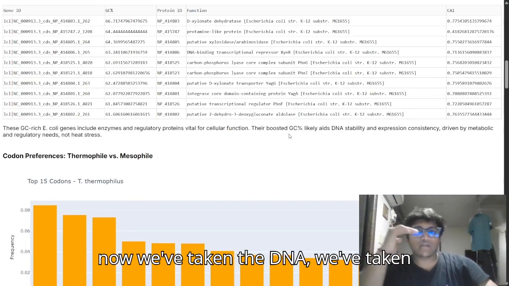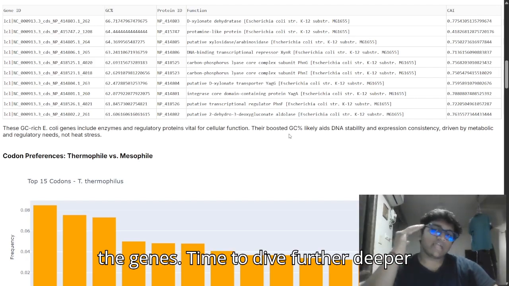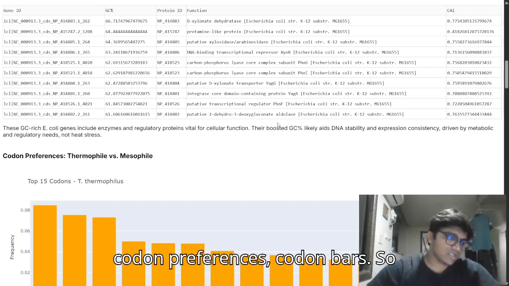So now we've taken the DNA, we've taken the genes. Time to dive further deeper in. So then we dive into the codon preferences, codon bias.